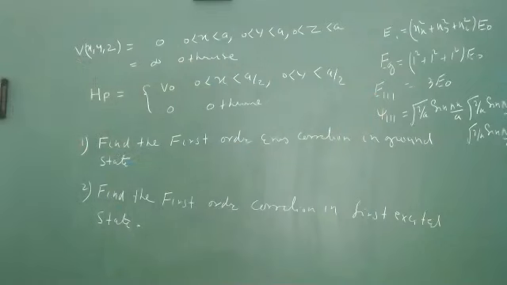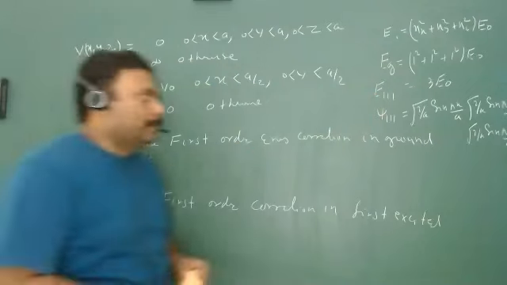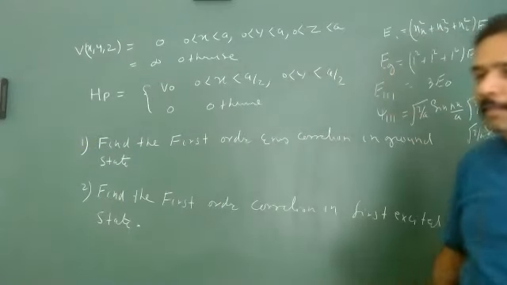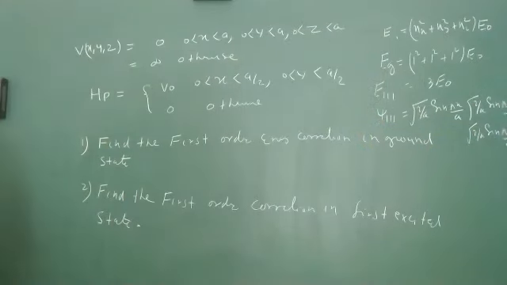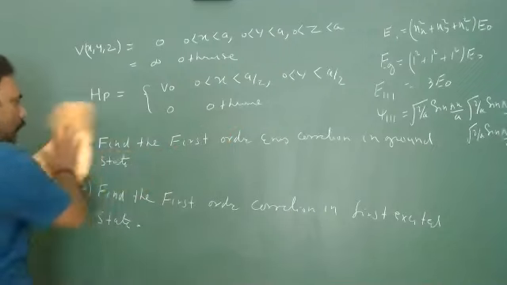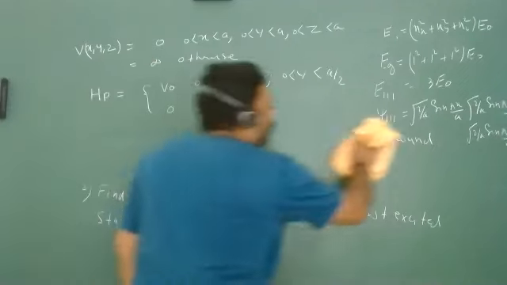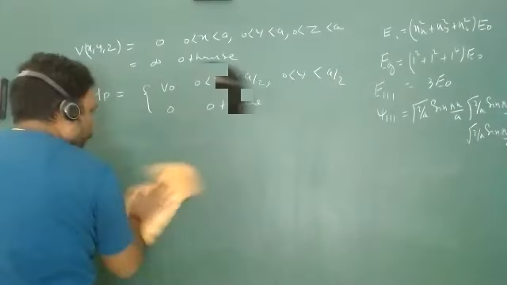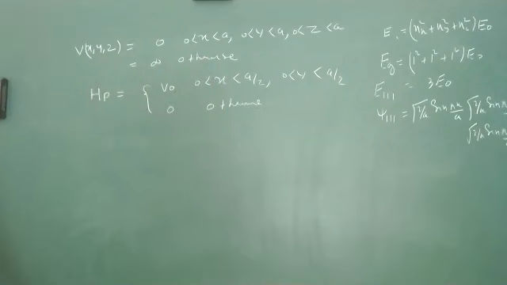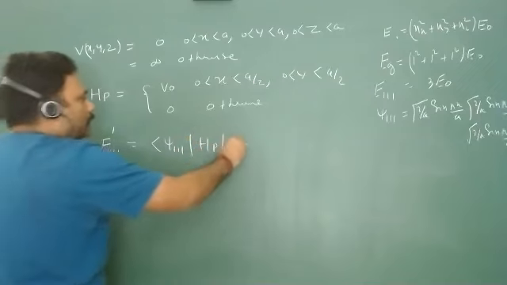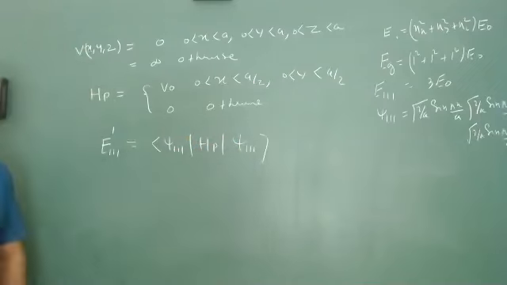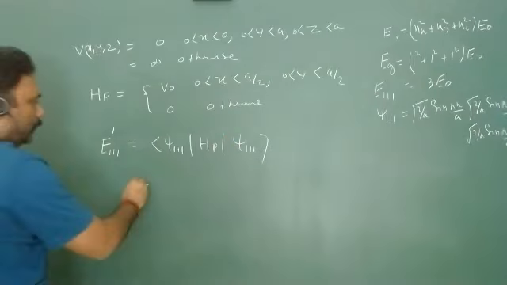So for the ground state, will you use degenerate or non-degenerate perturbation? Non-degenerate, sir, because this is non-degenerate. So let's go for calculating the ground state. What should be E1111? This is the energy correction in the ground state. So that will be psi 111 HP psi 111.